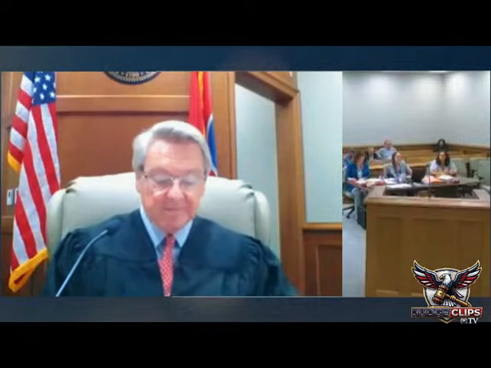2009 CR 258 State versus Tommy E. Jones. Tommy E. Jones on a writ of habeas corpus. He's been released. All right, he's been released. His motion for writ of habeas corpus is declared to be moot and is dismissed.